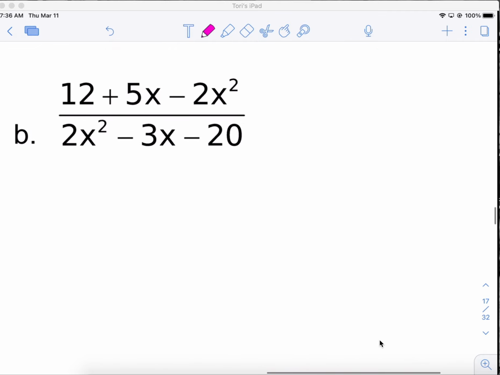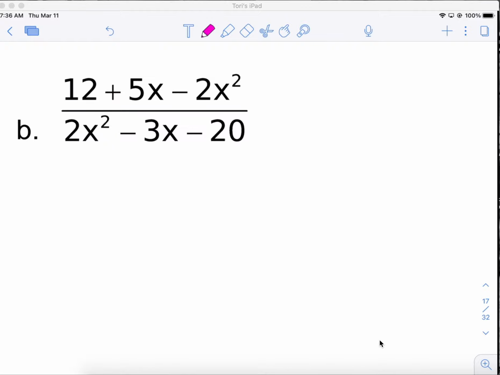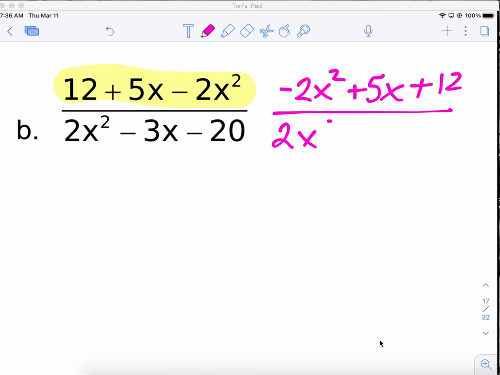All right, so for B, first thing I notice is that my top is kind of in a weird order. So I'm going to order this so that the x squareds are in front to make my life a little bit easier. So the first step I'm going to reorder, negative 2x squared plus 5x plus 12 over the bottom, 2x squared minus 3x minus 20.